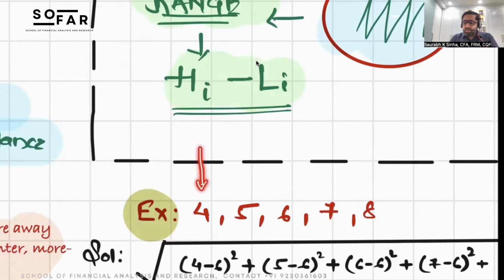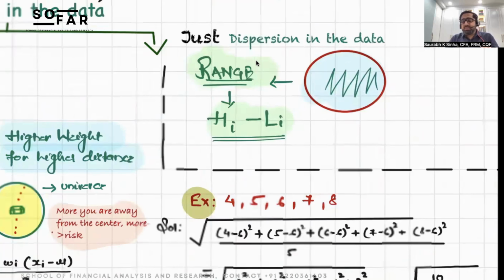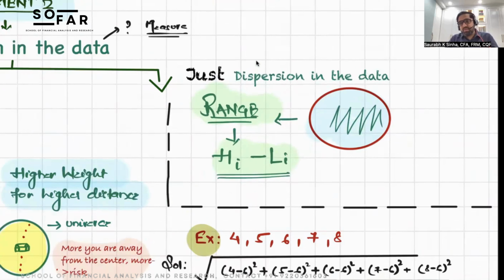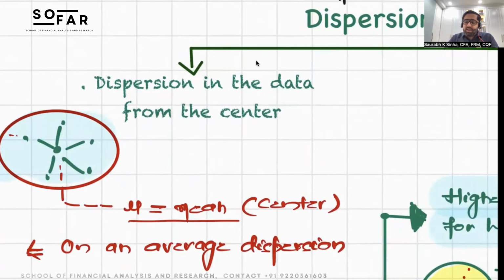So for example, if your data is 4, 5, 6, 7, and 8, then 8 minus 4, that is 4, is the range of the data or the dispersion in the data. This measure, range, is the best measure if I'm just saying that moment 2 is all about dispersion in the data. But if I tweak the definition and say that moment 2 is about dispersion in the data, but from the center, now the center will change everything. Do we know how to measure or calculate the center? The answer is yes, we know that.